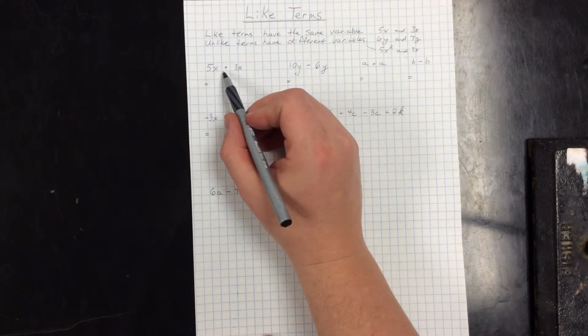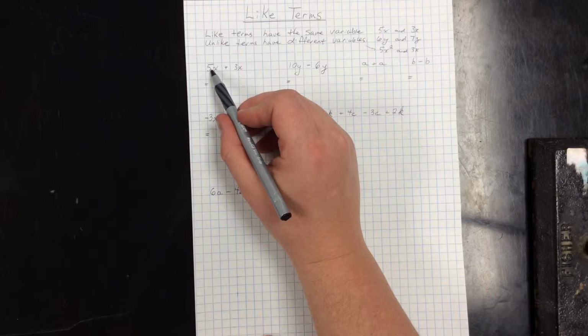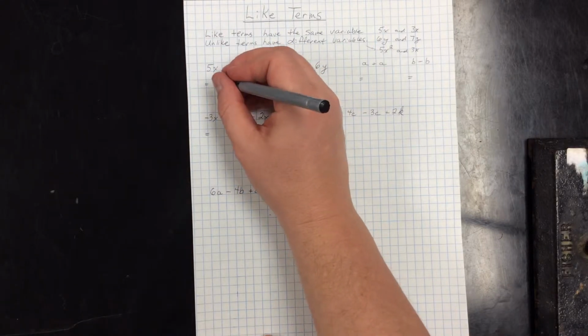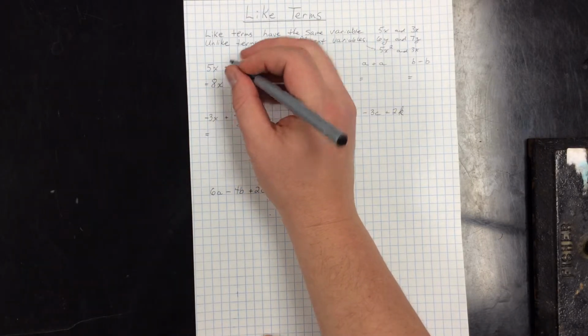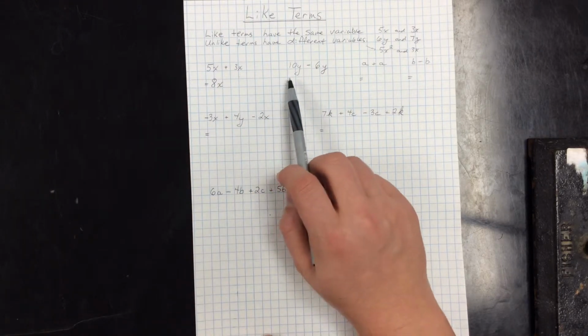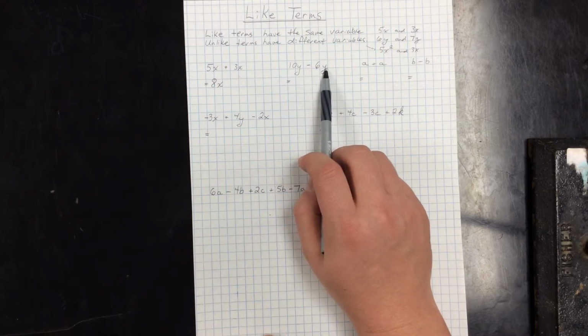We have 5x, we get 3 more x's. We can just add the numbers as we normally would. 5 plus 3 is 8. We have 8x.